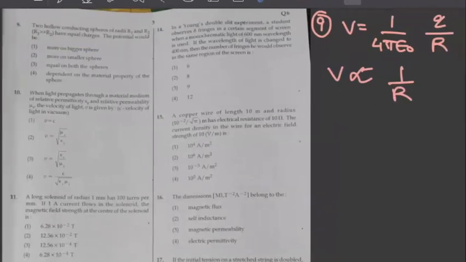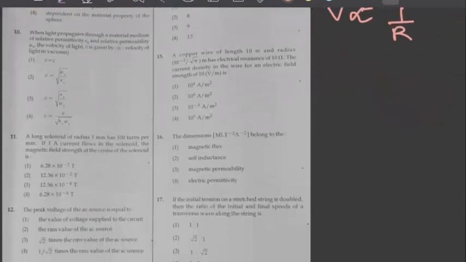So the potential would be what then? If R1 is very large, if the denominator is very high, then the V value is very small. So is it more on the bigger sphere? No. Is it more on the smaller sphere? Yes. Equal on both? No. Depends on the material? No. So obviously I will go with it's more on the smaller sphere.